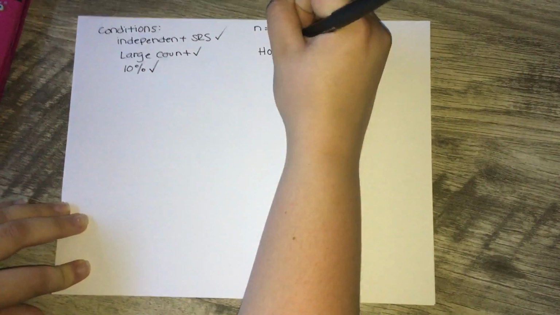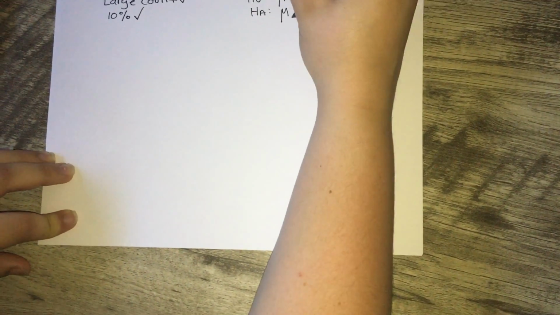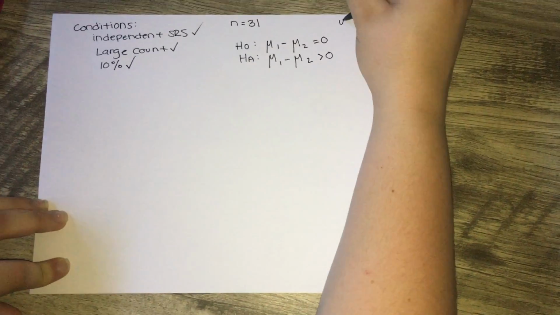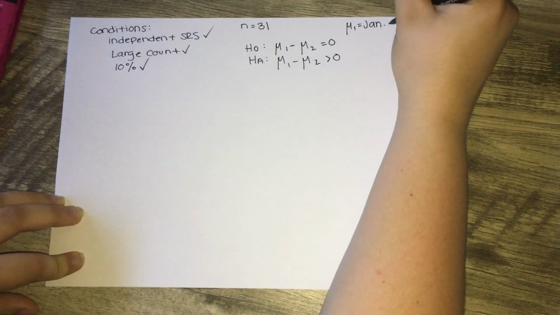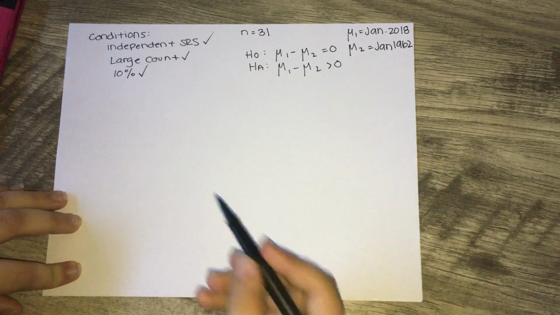Our null hypothesis is that there is no difference between the 2 years we collected data from, written as mean 1 minus mean 2 equals 0. Our alternative hypothesis is that there is an increase in the average temperature, written as mean 1 minus mean 2 is greater than 0. Mean 1 is from January 2018, and mean 2 is from January 1962.